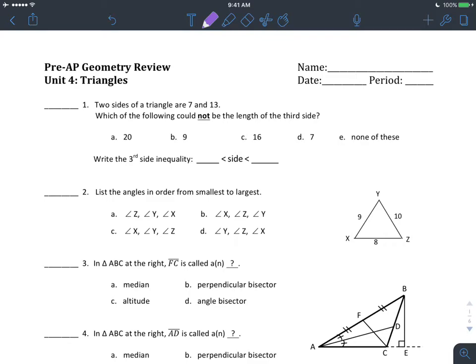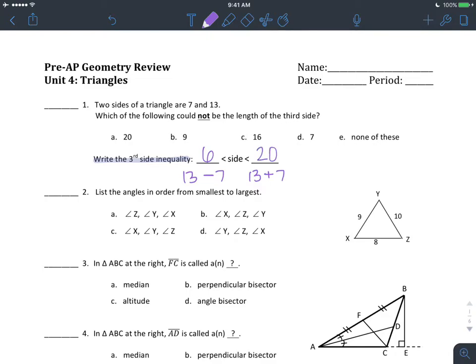It says if two sides of a triangle are 7 and 13, which of the following could not be the length of the third side? So we're going to start with doing this third side inequality first. Remember, on the small side we have to subtract or find the difference. On the other side we have to add the two numbers. So we're going to have 13 minus 7 and then 13 plus 7. That means our third side has to be in between the values of 6 and 20.